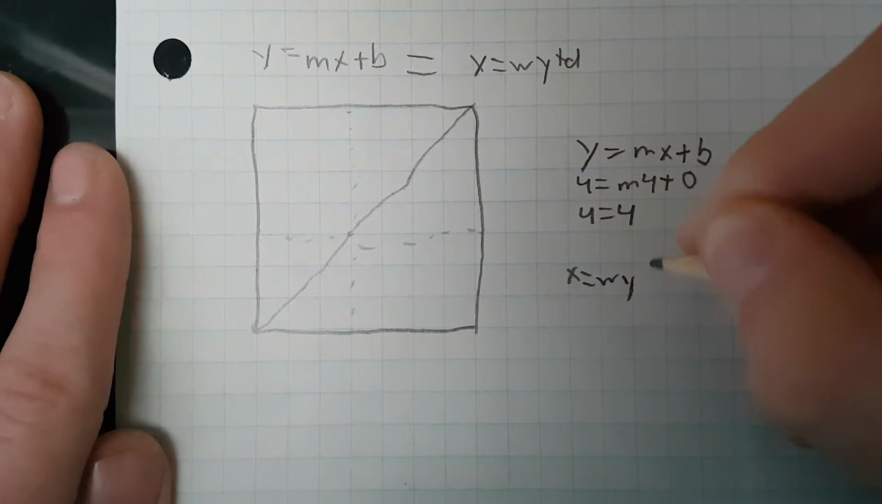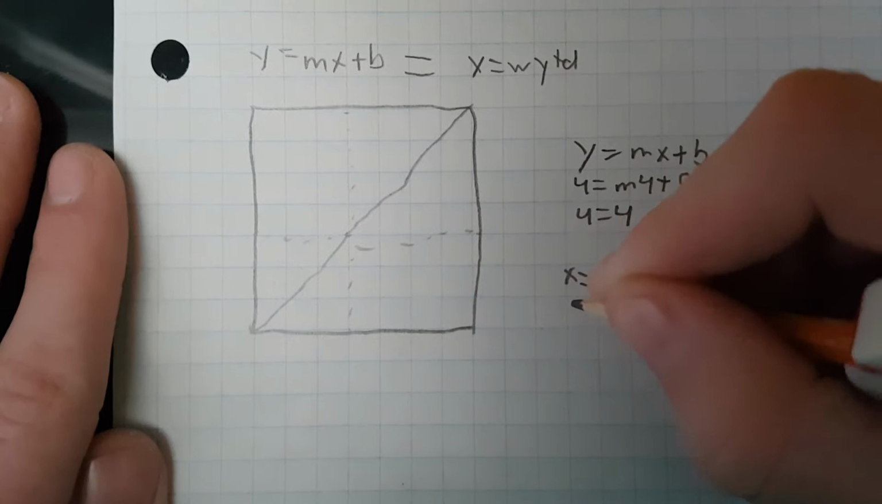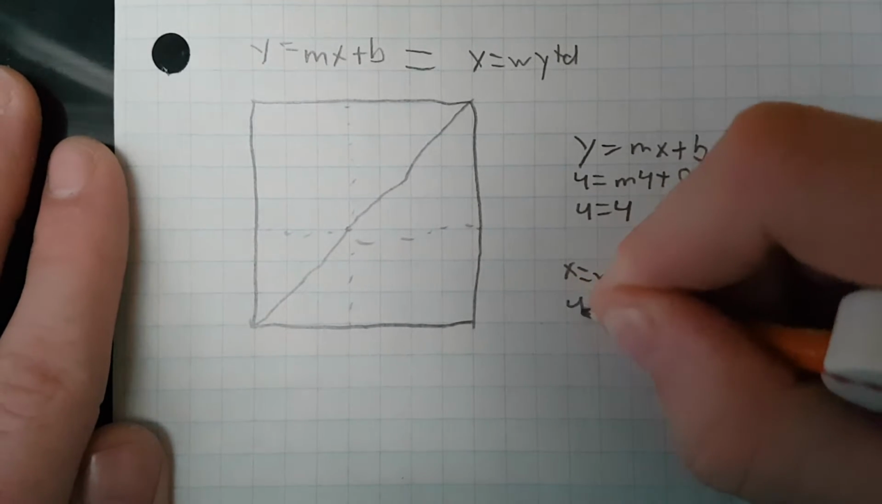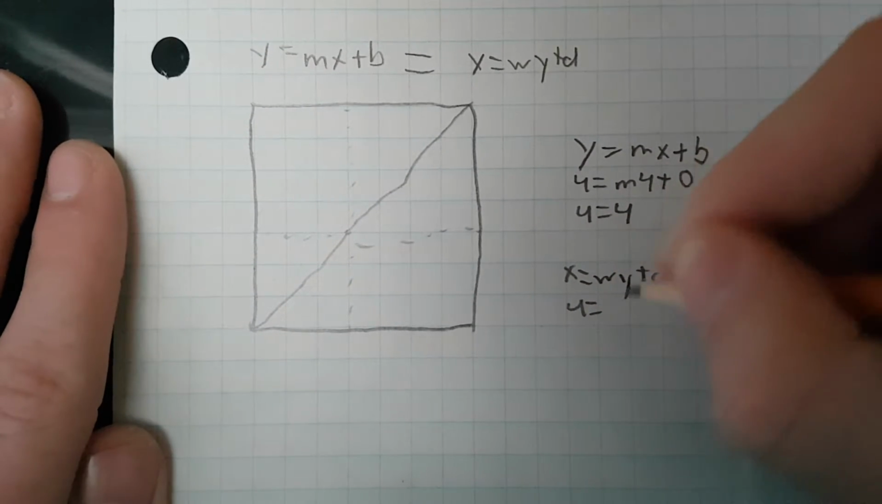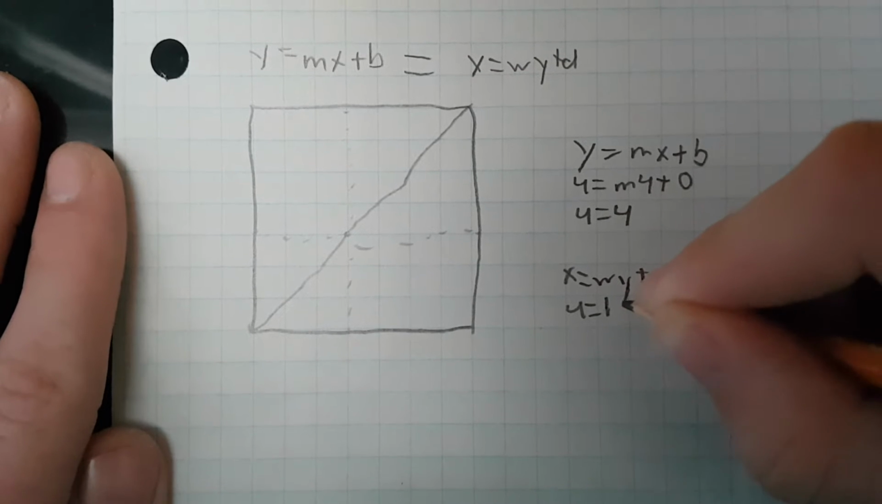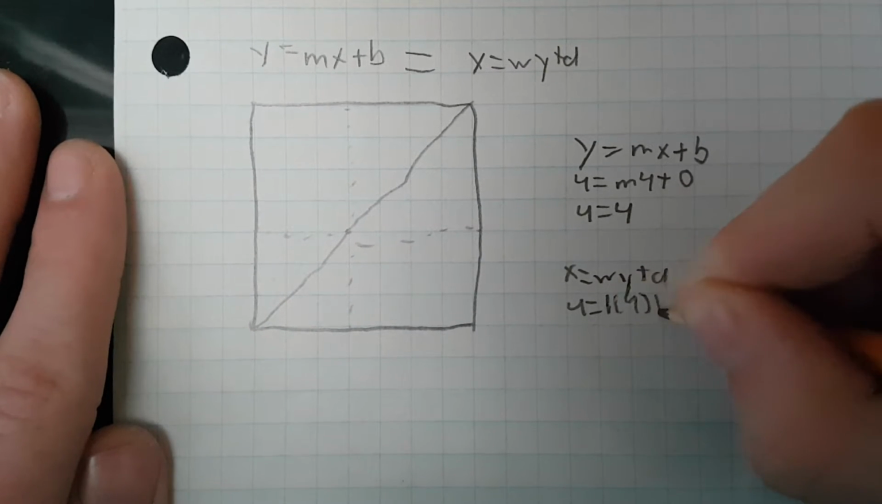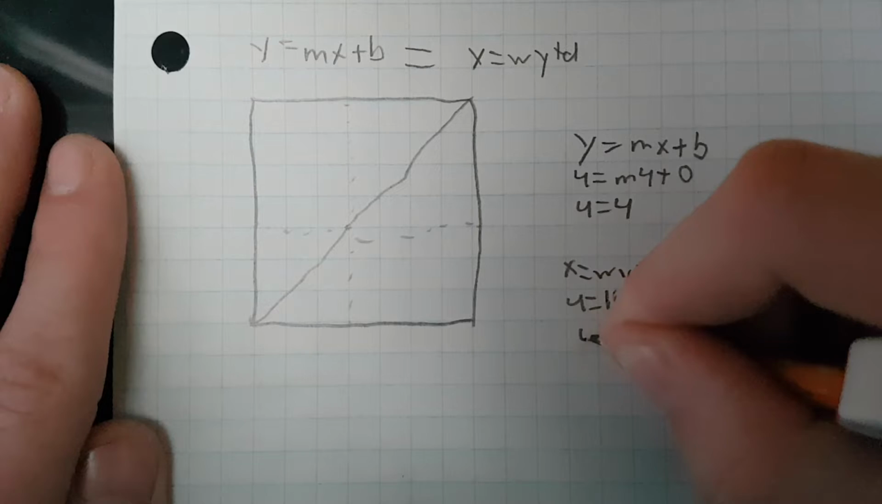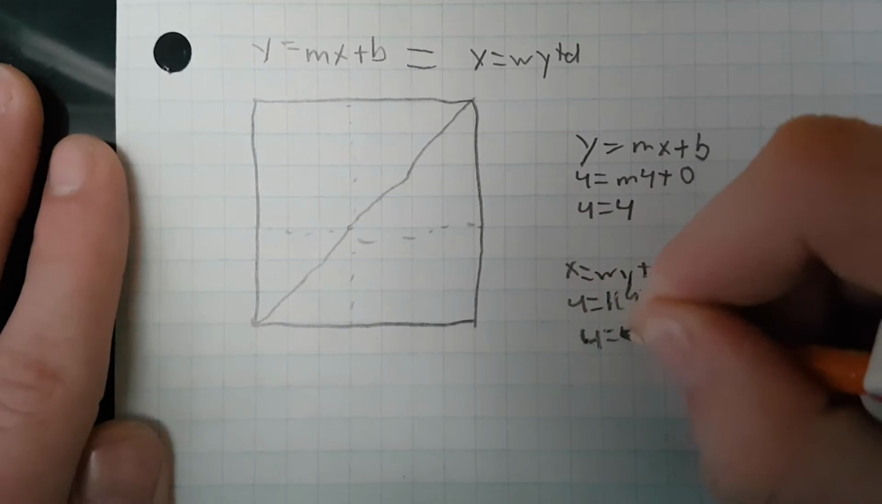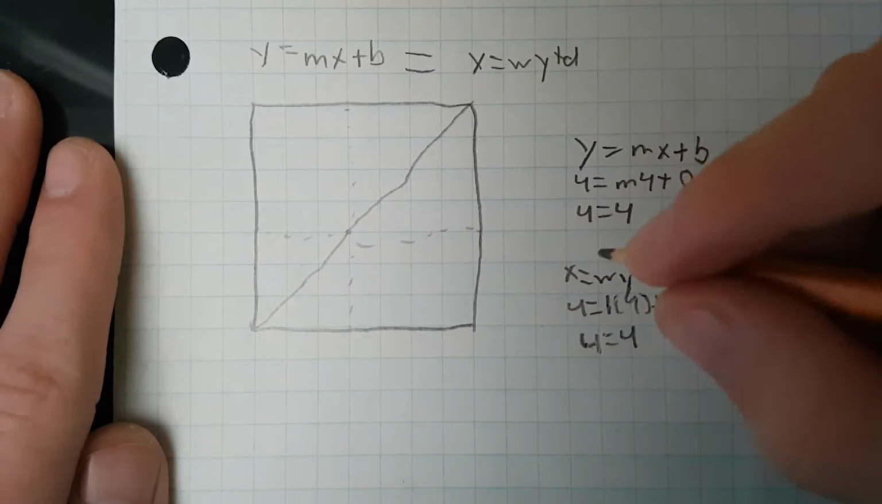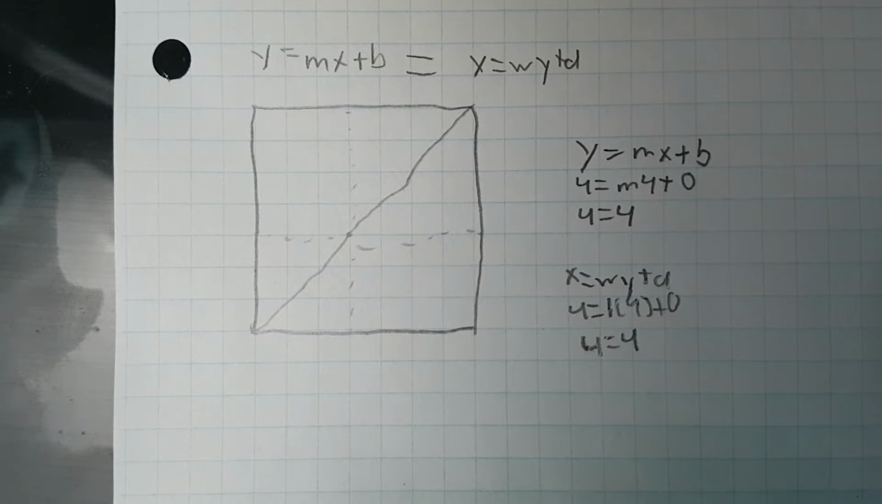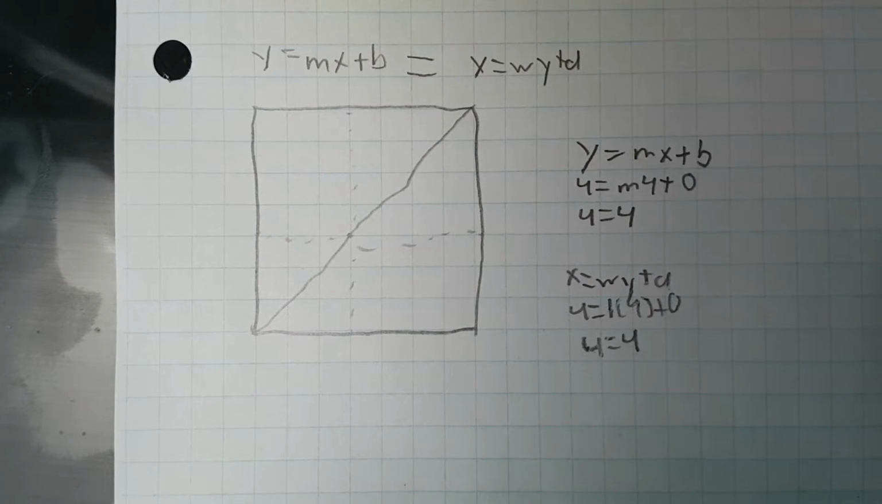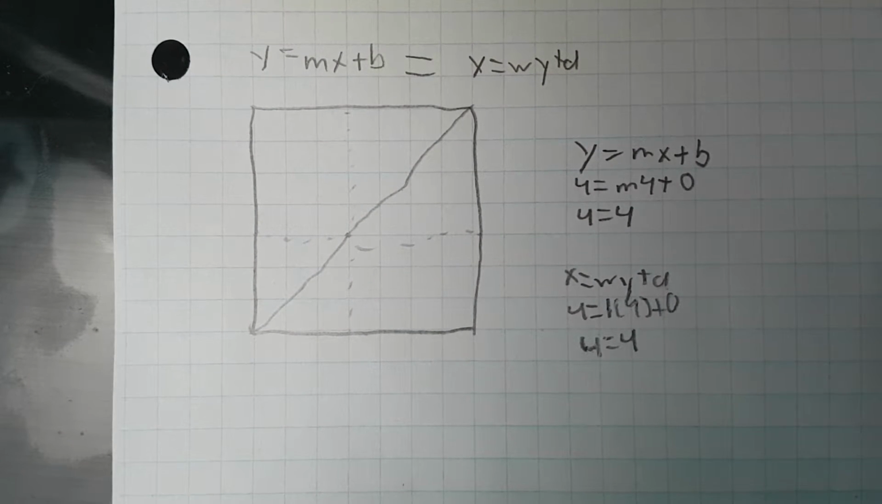x equals wy plus d. We get 4 equals, w is still just 1 over 1, 1 times 4 plus 0, we still got 4 equals 4. So we got the same answer. But I don't think that always happens. I think that happens specifically with 1 over 1.